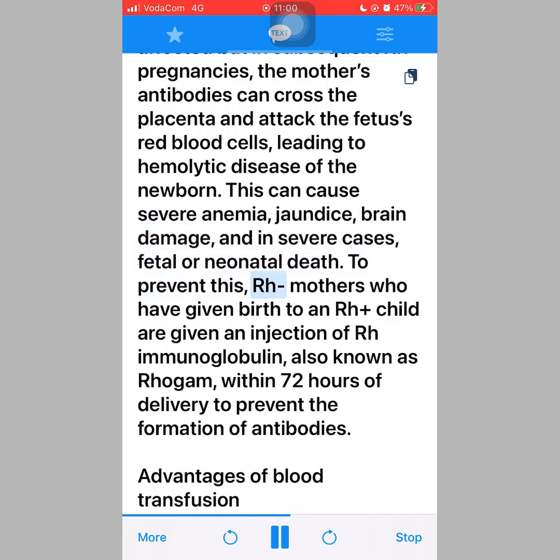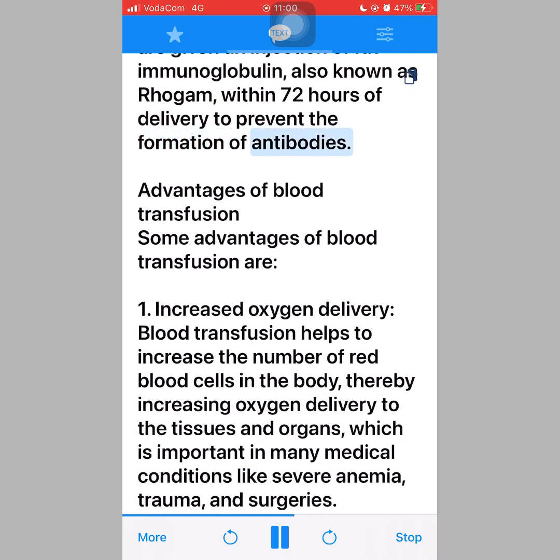To prevent this, Rh minus mothers who have given birth to an Rh plus child are given an injection of Rh immunoglobulin, also known as RhoGAM, within 72 hours of delivery to prevent the formation of antibodies.